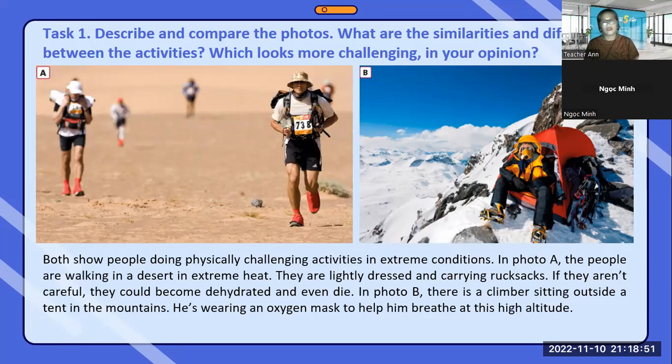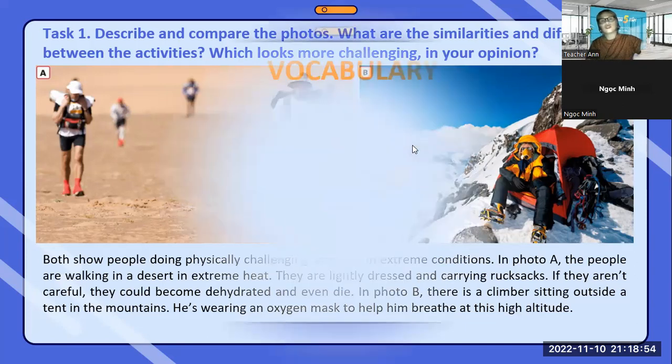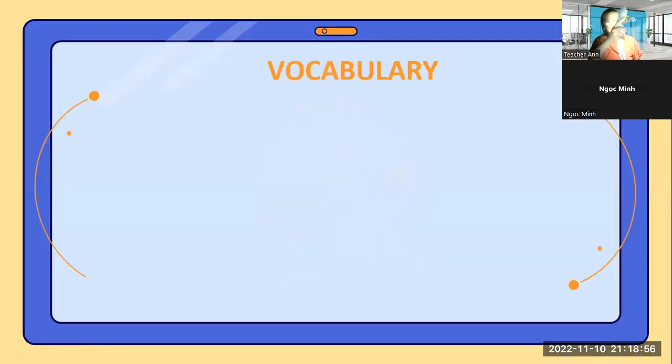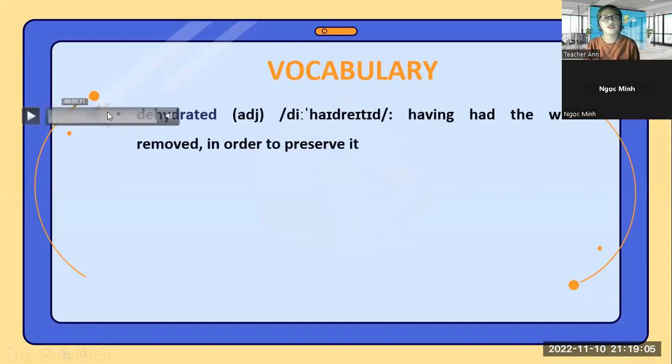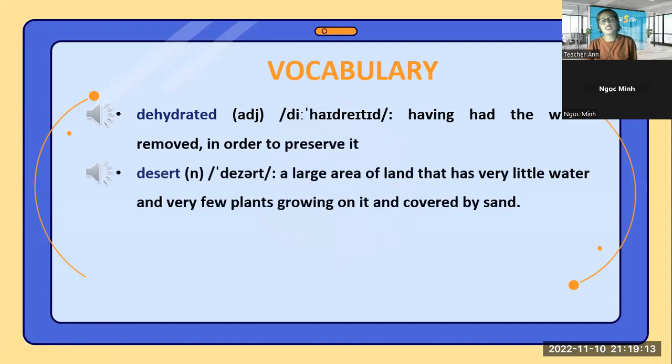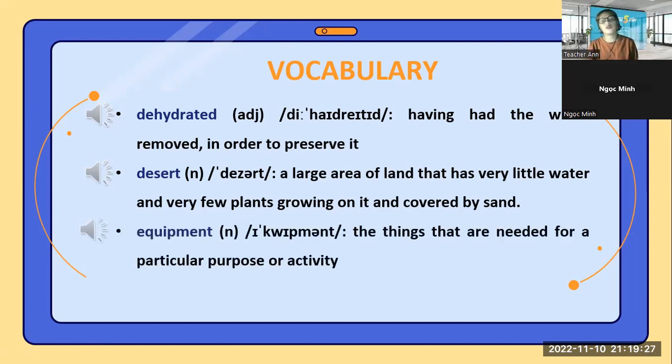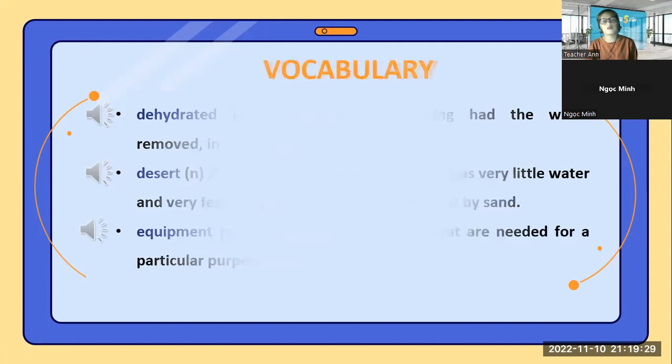Okay, Dana. So in this one we have vocabulary words. We have the word dehydrated: having had water removed in order to preserve it. Desert: a large area of land that has very little water, mostly in Saudi Arabia. Equipment: the things that are needed for a particular purpose or activity.